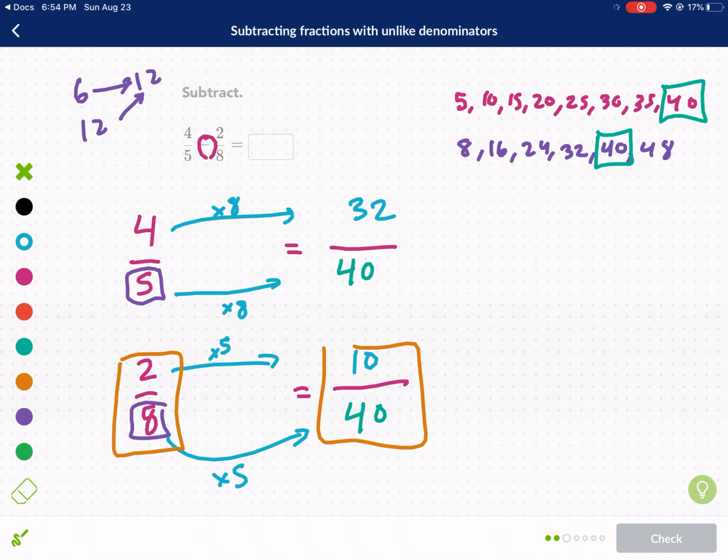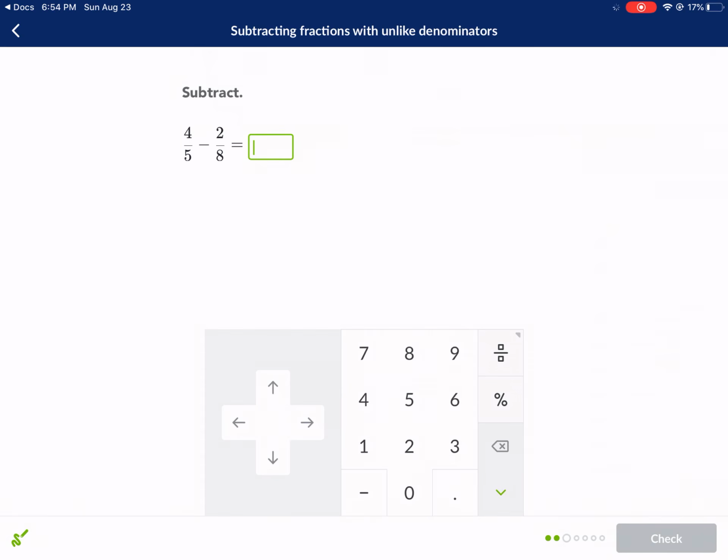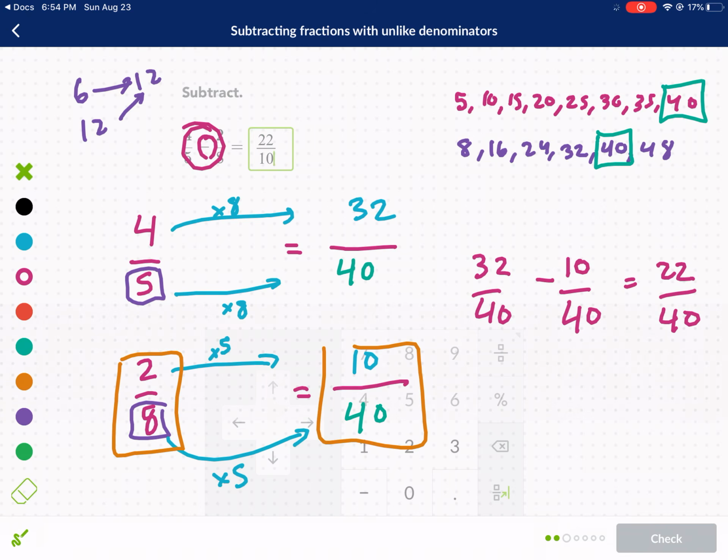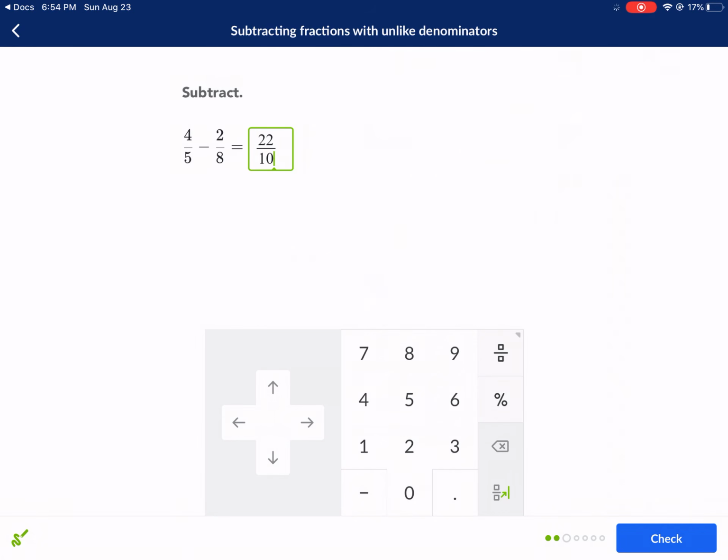So now we have a much easier problem. We have 32 over 40. What's the sign in between? Not plus, the minus. See how essentially the minus stays the same anyway? I just wanted to show you why that is. Then we have 22 over 40 because 32 minus 10 is 22. I don't think it's asking us to reduce. That's a different scenario. So we're going to put 22 out of, what was it, 10? Let me double check that. 40, whoops. 40 and 10 kind of look the same.